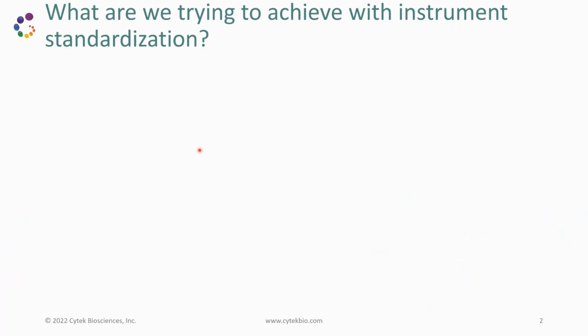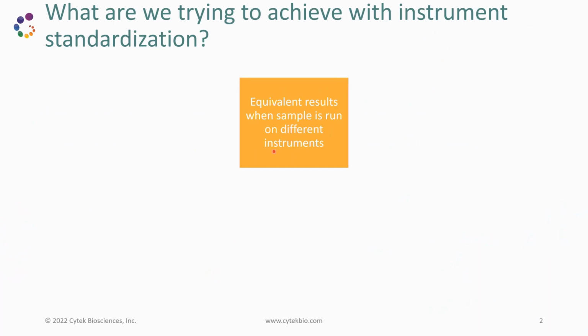What are we trying to achieve with instrument standardization? The reason we are having this conversation is because many of you have collaborators in different institutions that have an Aurora or Northern Lights, and you want to run the same assay, the same study at different sites, or within your same lab or core facility, you have more than one Aurora or Northern Lights. And the question is, can I get equivalent results when the same sample is run on these different instruments, across sites or in the same site?